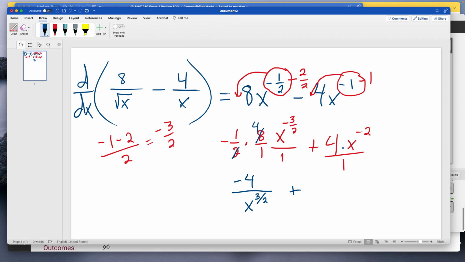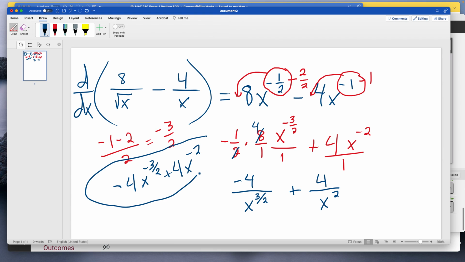This one, the 4 stays in the numerator. The x to the negative 2 goes down. And again, we could have left these up there with negative exponents. That would be okay. You should at least take 8 divided by 2 and give me 4 instead of 1/2 times 8. But one alternate version is 4x to the minus 3 halves plus 4x to the minus 2. You circle that. That'll get full credit because that's a correct answer.